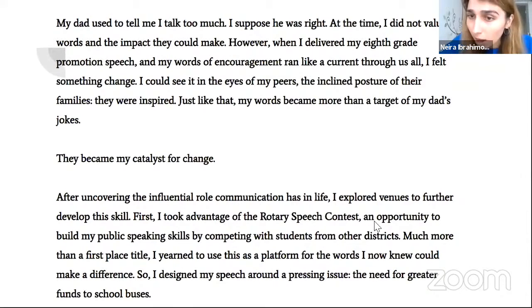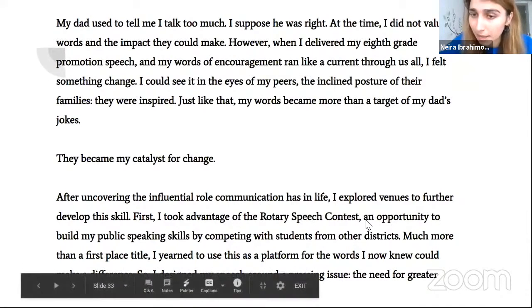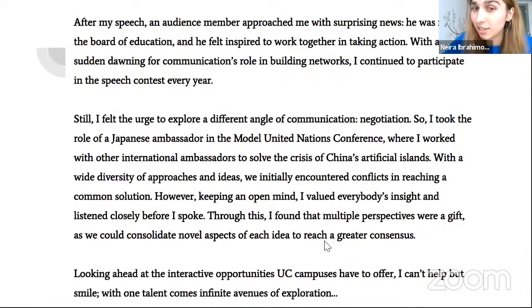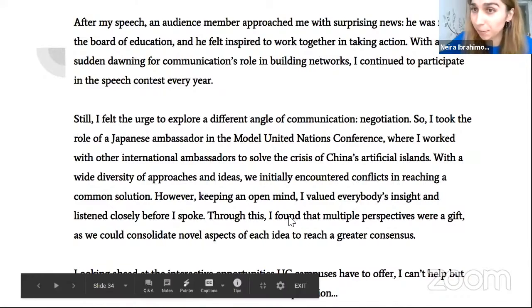Good, and then Ami says that I ended with a forward-looking statement. And Sohan says I ended with reflection. So those are both great ideas, and I can see where you're both coming from. I'm imagining Sohan might think I ended with a reflection because I say, through this, I found that multiple perspectives were a gift, which is kind of like I'm saying what lesson I learned. Multiple perspectives are valuable, and this is why, which is true.